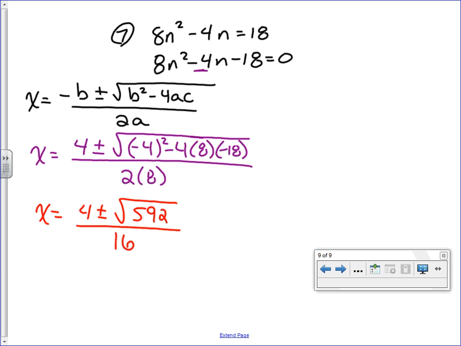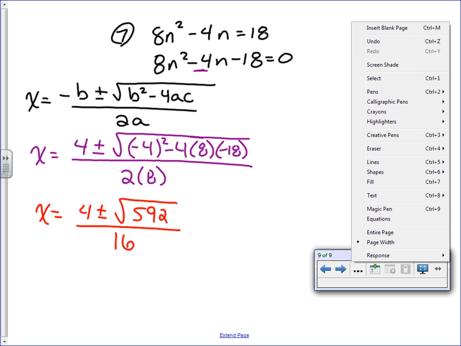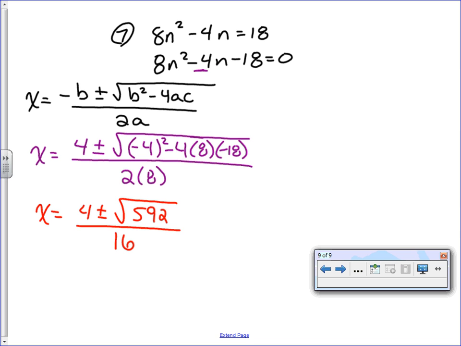Here's what's going to make this one a little different from the first example. If I go to my calculator and try to take the square root of 592, what happens? It's a decimal, and we're not going to use those decimals. Instead, we're going to simplify that square root of 592. Think of it kind of like a fraction: you want to reduce it.